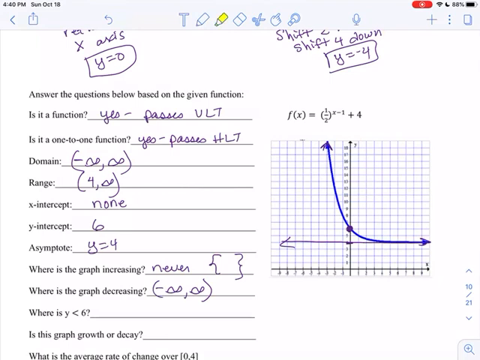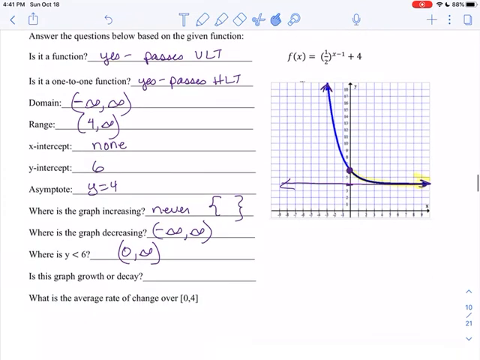Where is y less than 6? Okay, so this purple dot that I have is where y is equal to 6. The whole rest of the way, it's less than 6. So it's less than 6 everywhere from 0 to infinity. Not at 0. At 0, it equals 6. But from 0 to infinity.